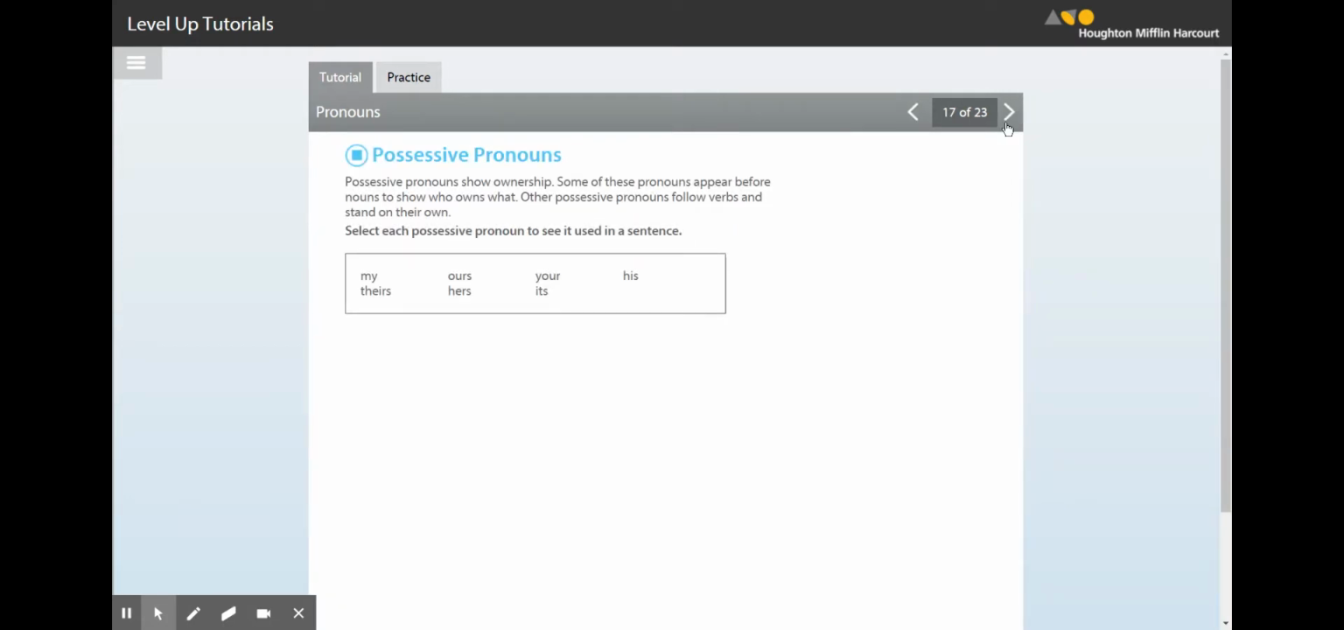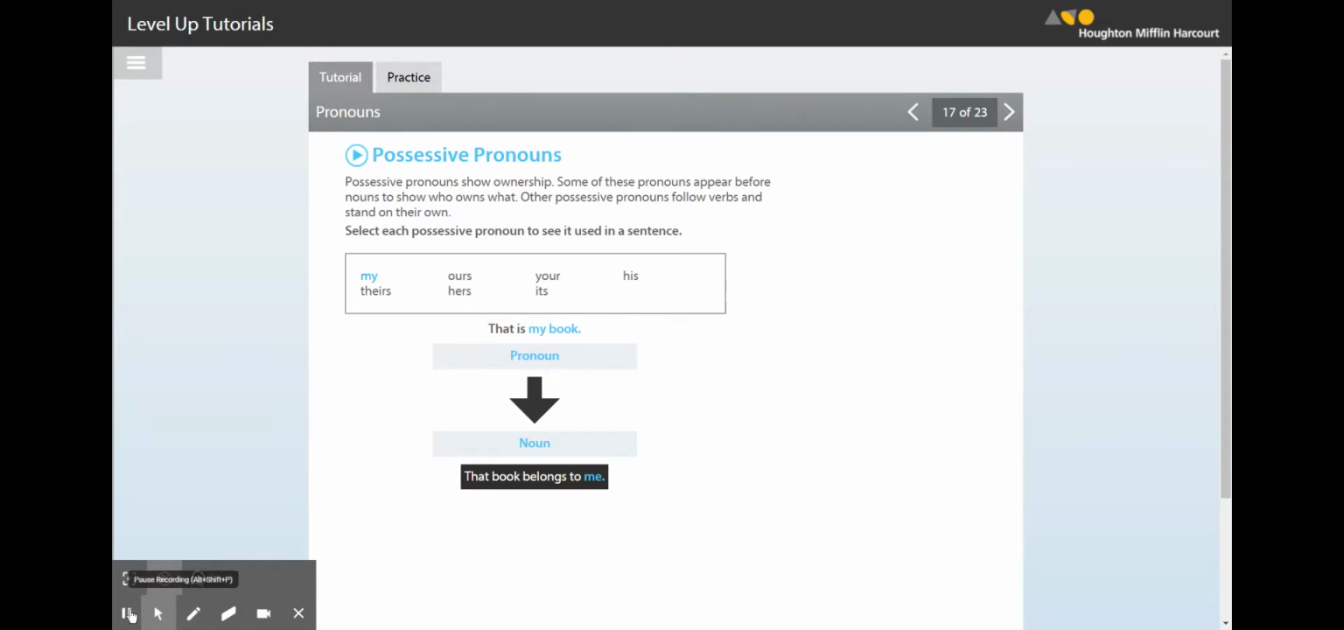Possessive pronouns. So these pronouns show ownership. Some of the pronouns appear before nouns to show who owns what. Other possessive pronouns follow verbs and stand on their own. My, that is my book. That's being used as a pronoun. That book belongs to me. So it's showing possession. Ours. Which car is ours? Which car belongs to us?